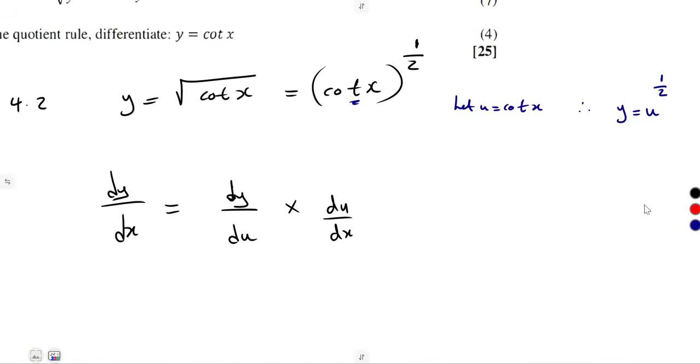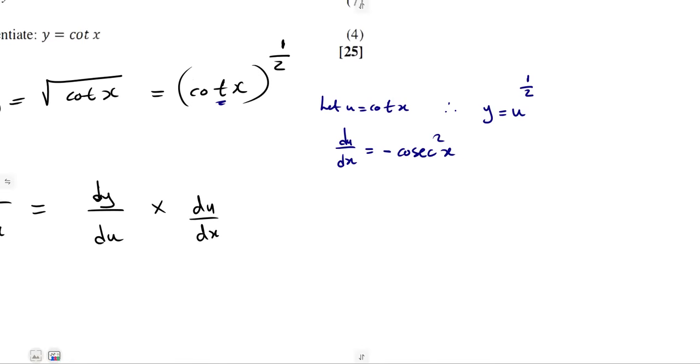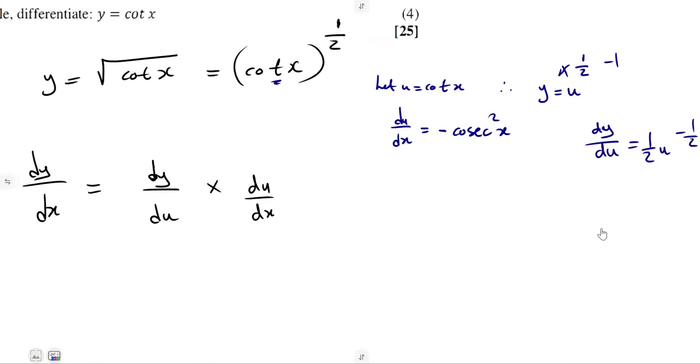So those are the ones that we have here. So that is it. The derivative of u with respect to x, if you are differentiating a cot, remember from your formula sheet, that's negative cosec squared of x. And the derivative of y with respect to u from our power formula, drop the exponent, then subtract 1. So that's minus half. So this is it. Substitute into the formula, you are done.